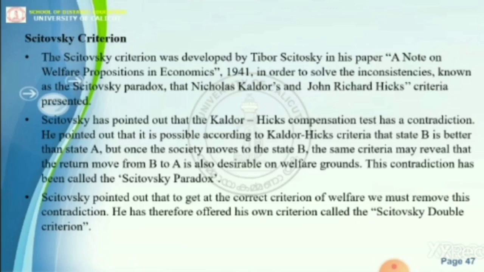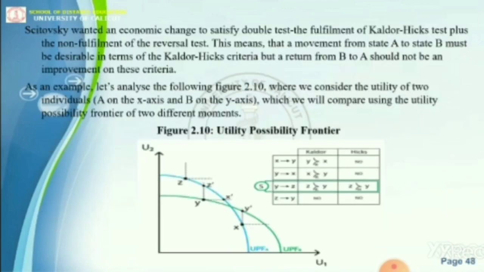He pointed out that it is possible, according to the Kaldor-Hicks criteria, that state B is better than state A. But once the society moves to state B, the same criteria reveals that the return move from B to A is also desirable on welfare grounds. This contradiction has been called the Scitovsky paradox. Scitovsky pointed out that to get at the correct criteria of welfare, we must remove this contradiction. He has therefore offered his own criteria called the Scitovsky double compensation criteria.